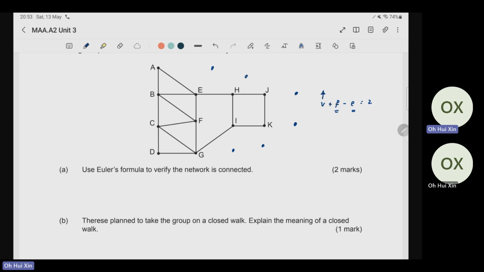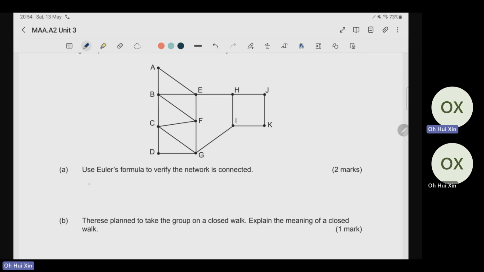So that's why you need to remember that Euler's rule applies when the graph is planar and, at the same time, must be connected as well. That's why it's a connected planar graph when you look at your notes. Okay, so use Euler's rule to verify.